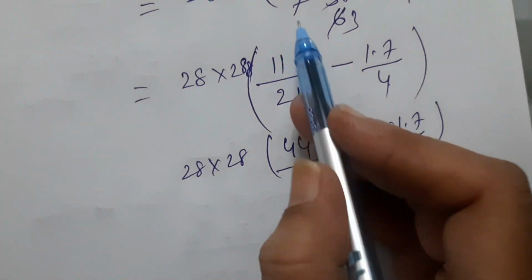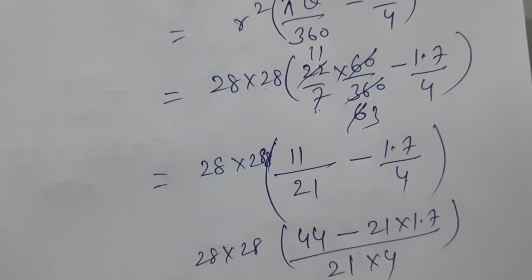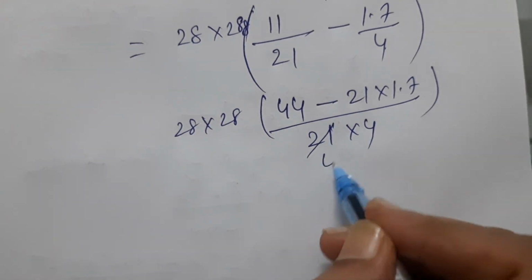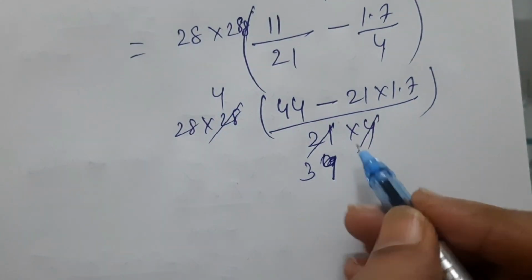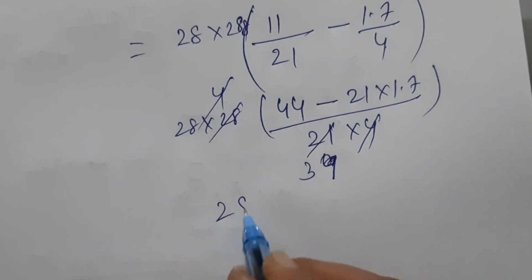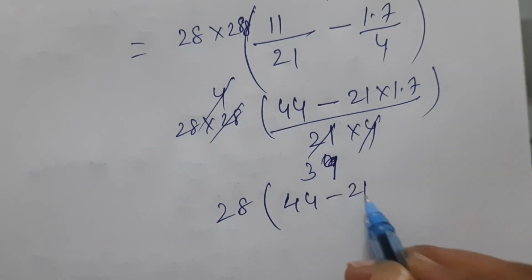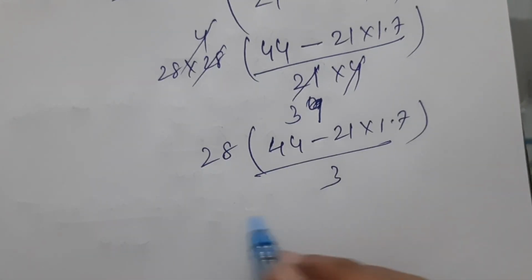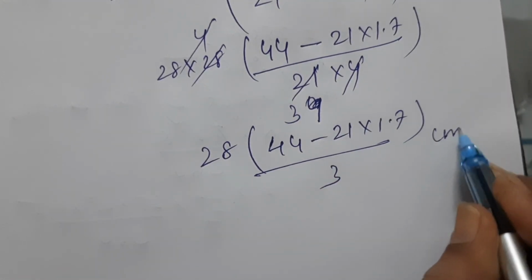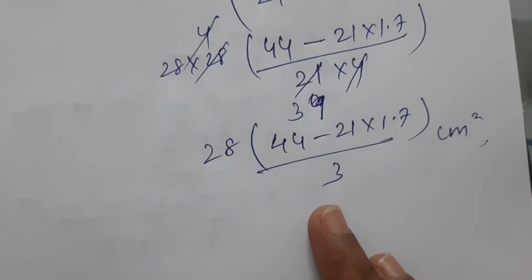So here as we were having 7, I stopped the calculation so that I can cancel out 7 and 28. So here 21 is there, 7 3s are 21, 7 4s are 28. Both the 4s got cancelled. Now 28 multiplied by, complete this calculation, that is 44 minus 21 into 1.7 whole divided by 3, then divided by 3. So this is your final answer. Now we got one segment. Like that total 6 segments are there.